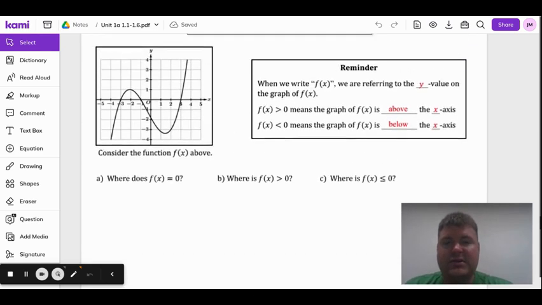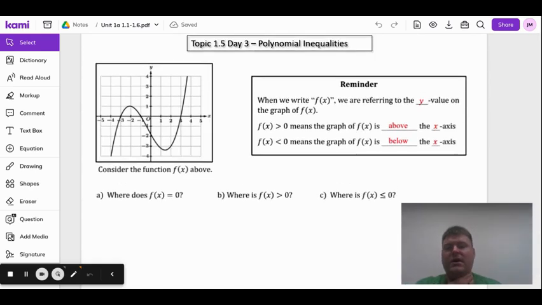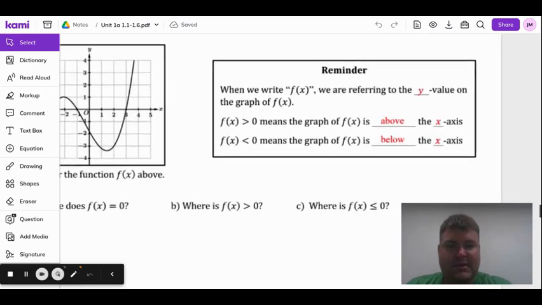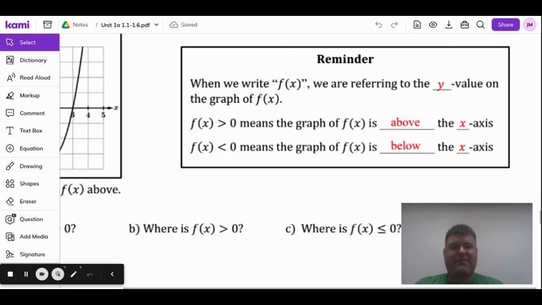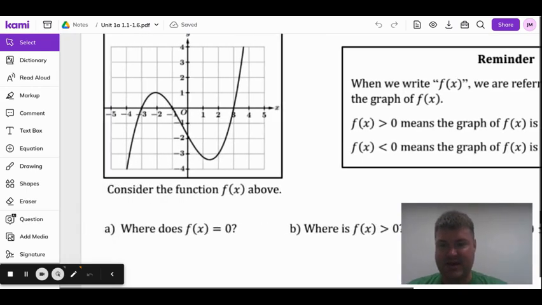All right, so here we go. We're talking about inequalities here. We're going to get into what inequality means, and that's what this little reminder right up here is for. If we have f of x referring to the y values, it's the height. If f of x is bigger than 0, that means we're above the x-axis. If f of x is less than 0, that means we are below. Okay, a couple little reminders.